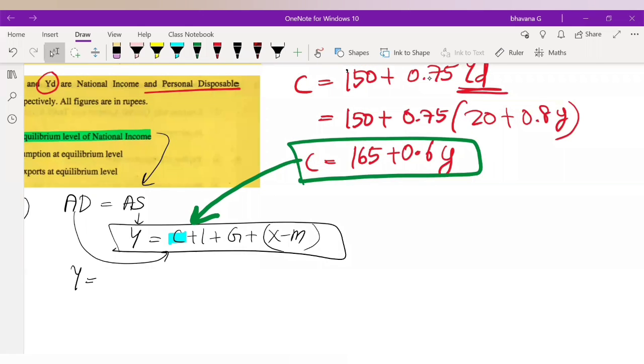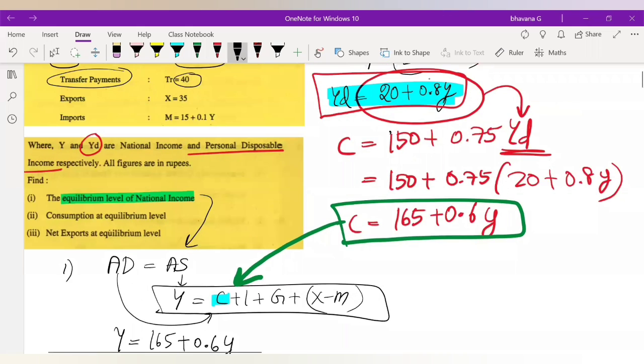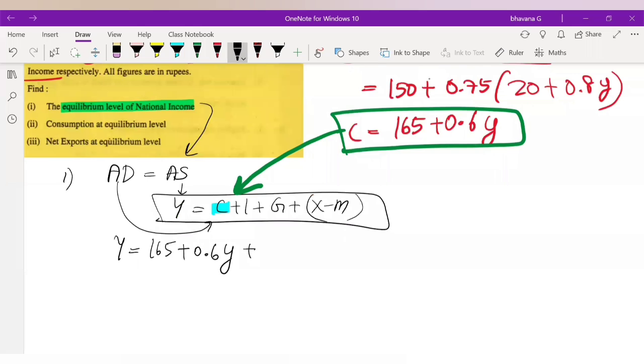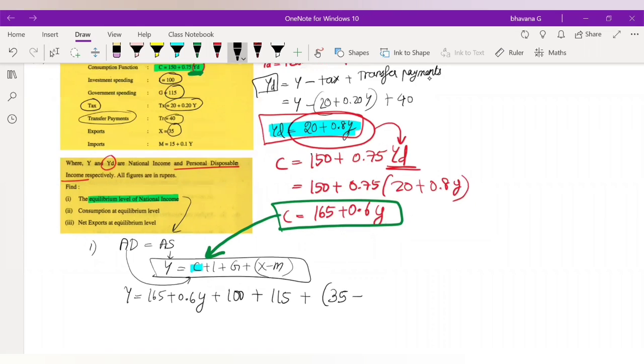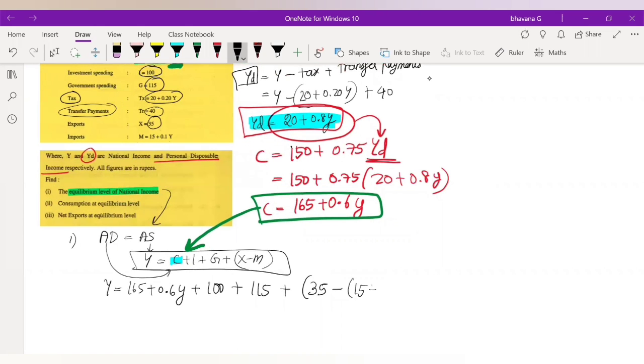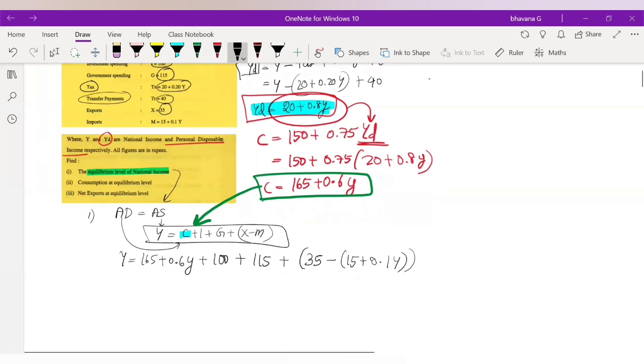So now you have to just come here and substitute it in the equation. So your y is going to be C. What is C? 165 plus 0.65y. And then you have to add your investment. In the question, they have given you I. What is the investment? Investment is 100. So plus 100. Next, you have to add your government spending. Government spending is 115. So add 115. Then you have to do net exports, so it is exports minus imports. Here in the question, your exports is 35 minus imports. What is your imports? Your imports is 15 plus 0.1y. Okay. So this is the equation that you will get.